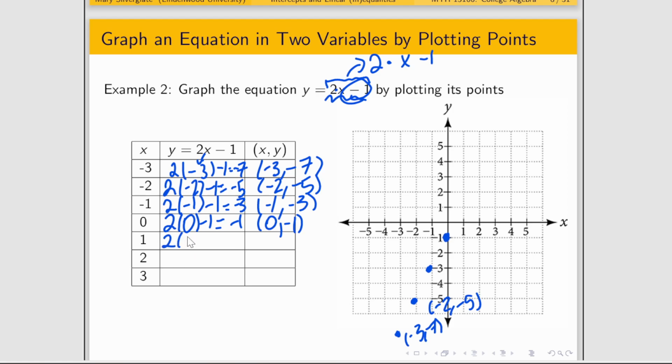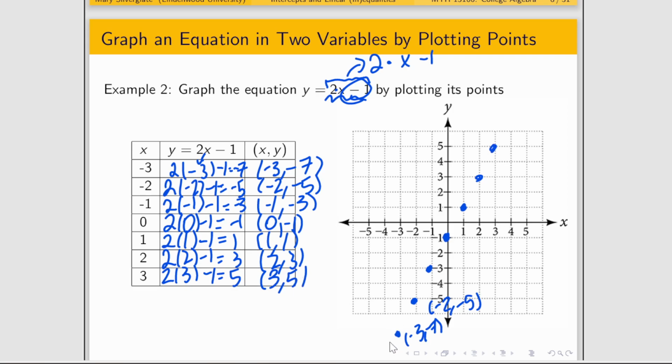If I plug in 1, then that becomes 2 times 1 minus 1. 2 times 1 is 2, minus 1 gives me +1. So I have the point 1, 1. If I plug in +2, well, 2 times +2 is 4, minus 1 gets me 3. So I have the point 2, 3. And if I plug in, last but not least, +3, well, 2 times +3 is +6, minus 1 gets me 5. So I have the point 3, 5.